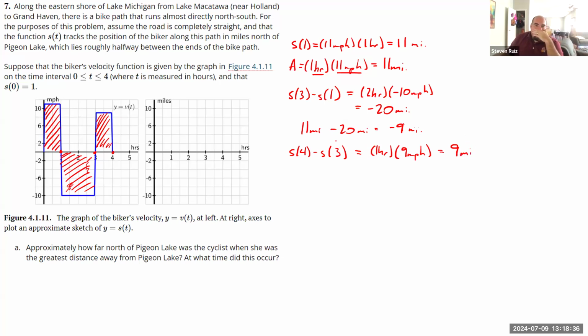So what did this journey really look like? I went 11 miles north in the first hour, then 20 miles south in the next 2 hours. And then 9 miles north in the final hour. Yeah, I think this should be S3 plus S1 and S4 plus S3.